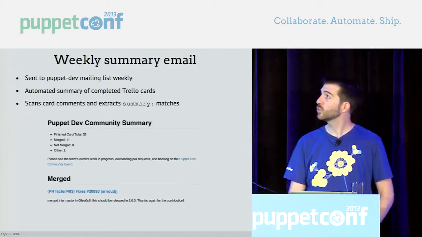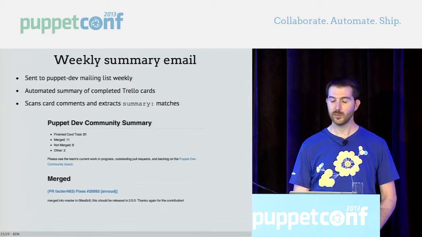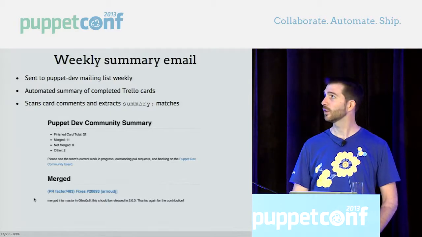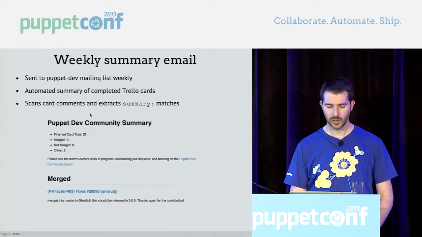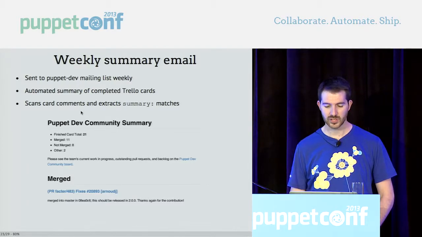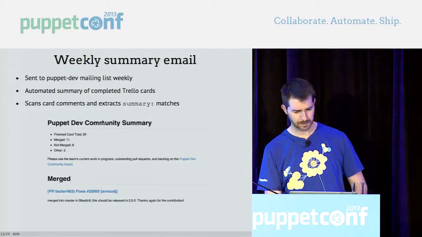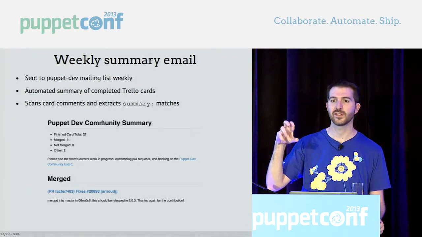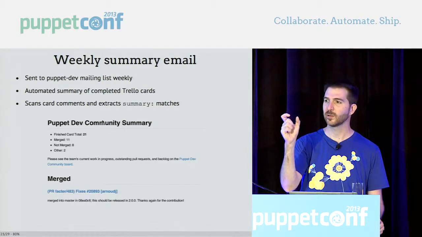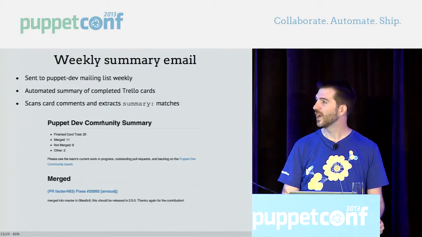So at the end of each week, we send a summary email to the Puppet developers' users, or the mailing list. This is somewhat automated. We haven't fully automated it yet, but at least the generation of the email is automated. So we scan through all the cards that are in finished this iteration, and then look for that summary tag.